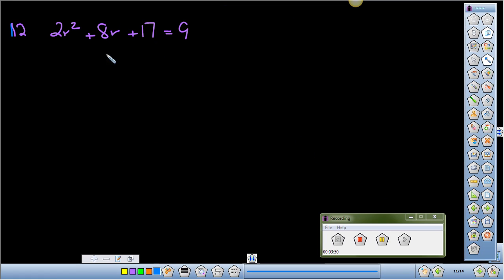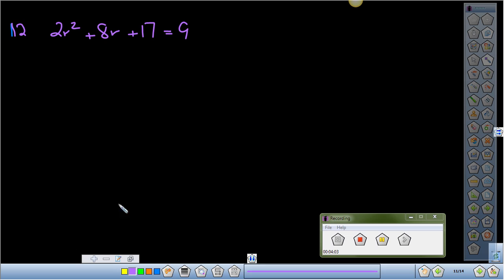Let's take a look at 12. In number 12, you are being asked to, I believe, find the discriminant. Yeah, state the discriminant. So before you can state the discriminant, you must get it in standard form, which means you've got to pull that 9 over here and set it all equal to 0. So when I do, I get 2r squared plus 8r. When I subtract the 9 from this side, I'm going to get plus 8 equals 0.